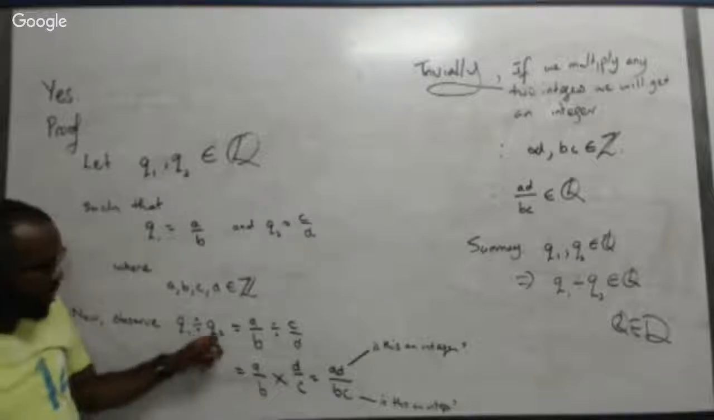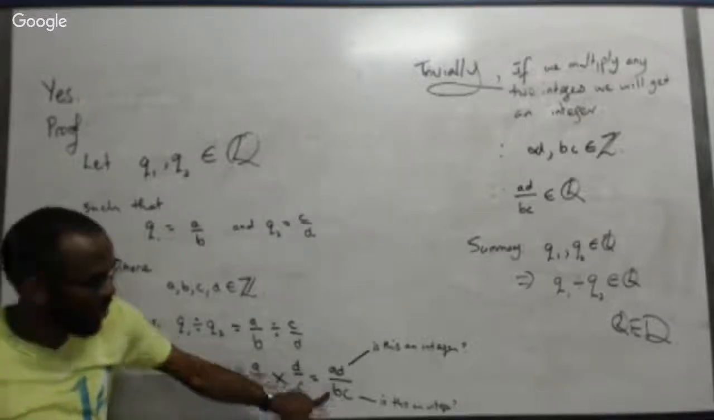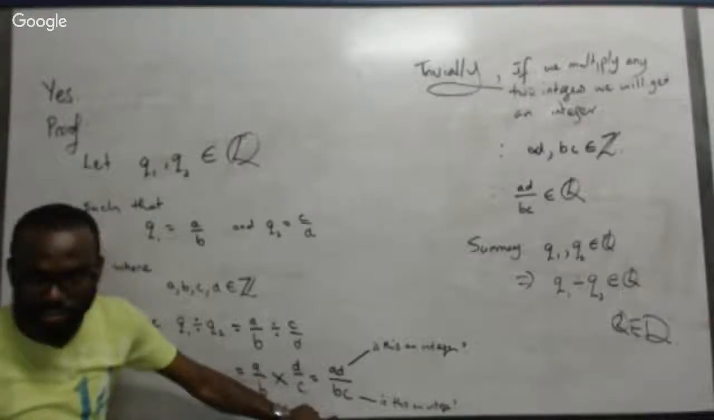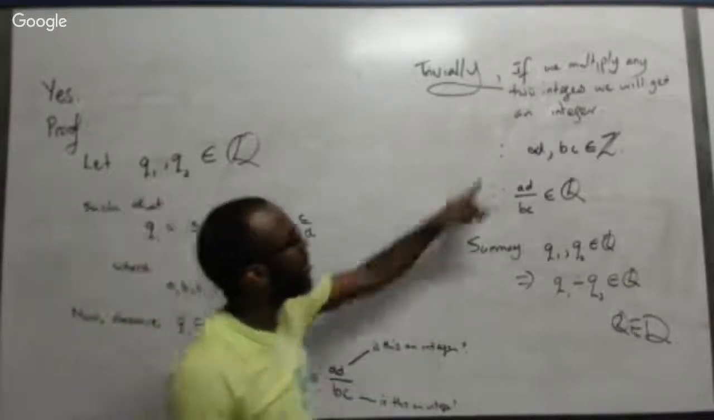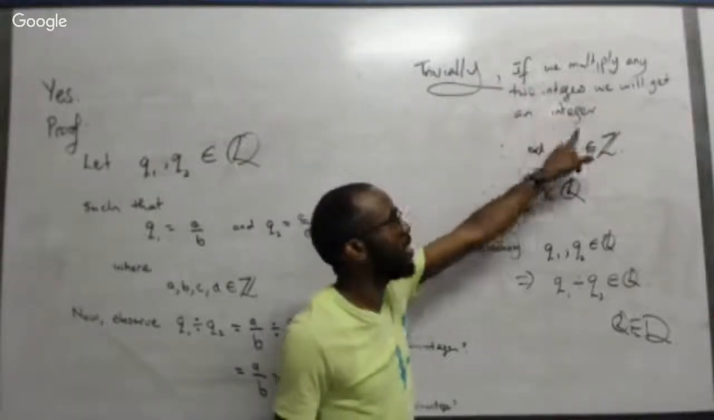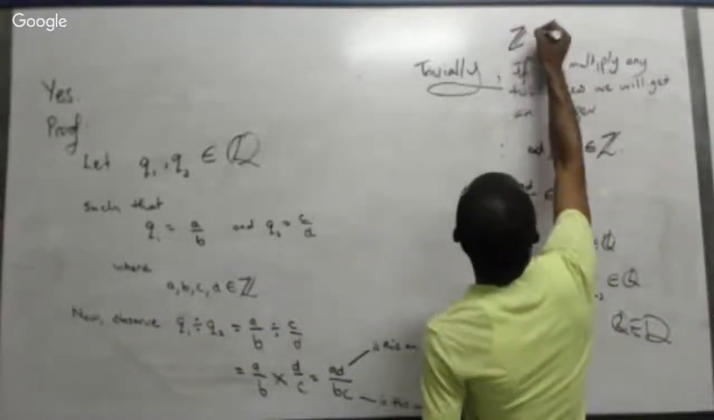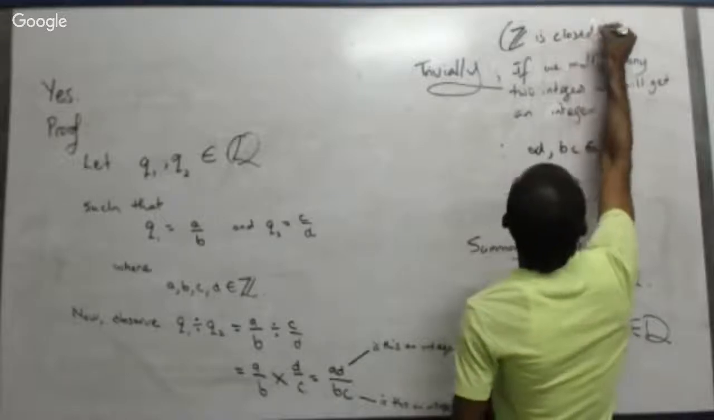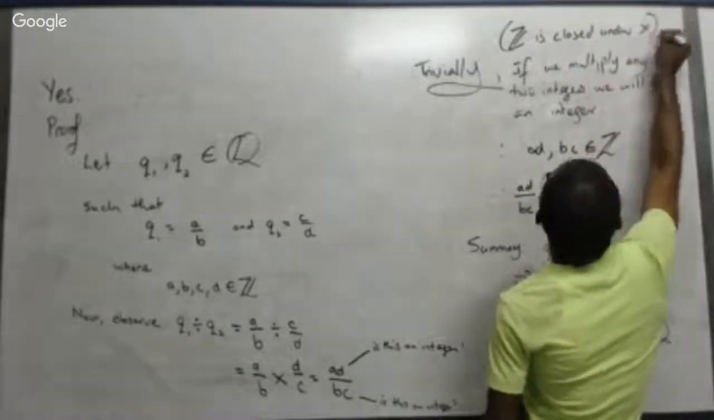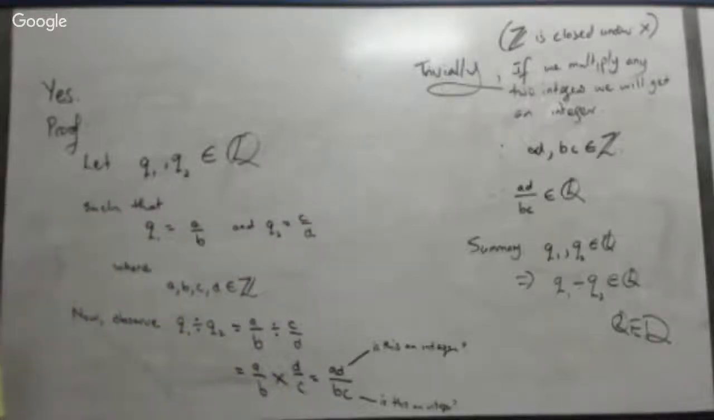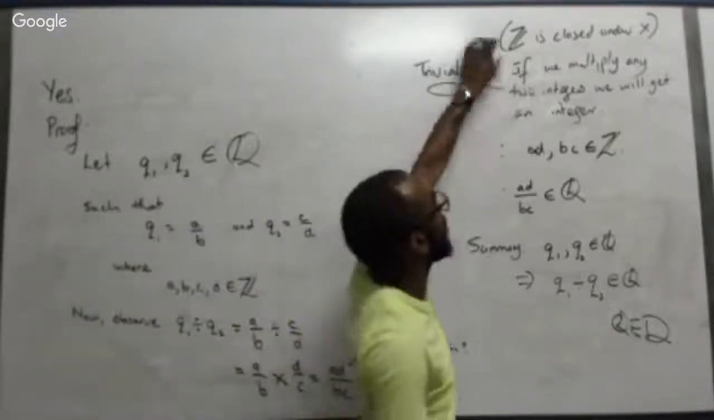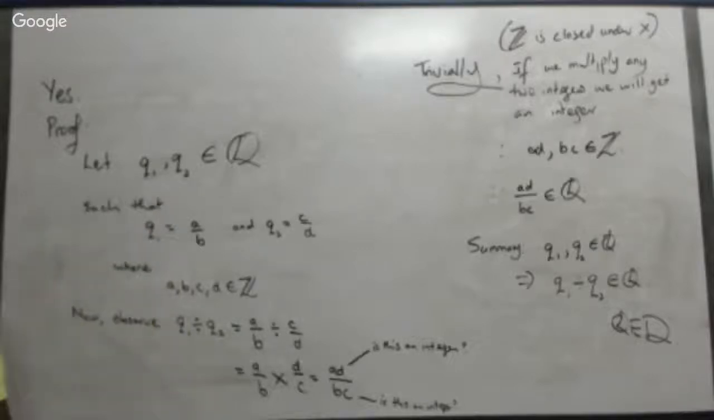But this is only a rational number if and only if I can show that AD and BC are integers. So I made a blanket statement: if we multiply any two integers, we will get an integer. Another way of saying that is that the integers are closed under ordinary multiplication. Can you see that? That is basically saying I take two integers, when I multiply them, I get an integer. That's what Z is closed under multiplication means, no? So I can write it like this, or I can write it like that. Any which way the examiner will take. That's a good job, right?